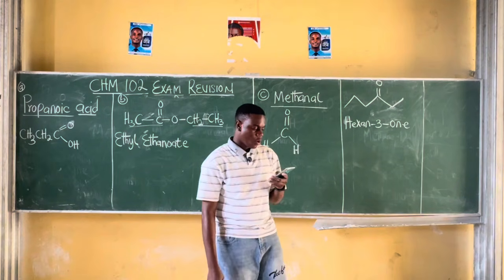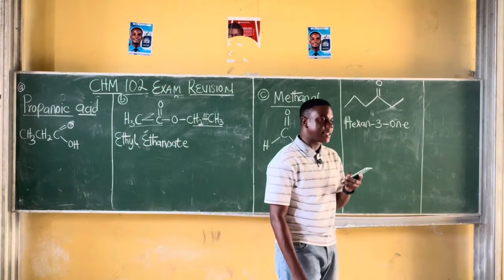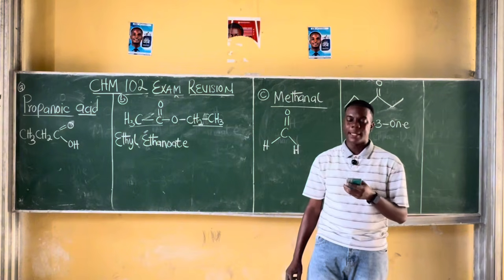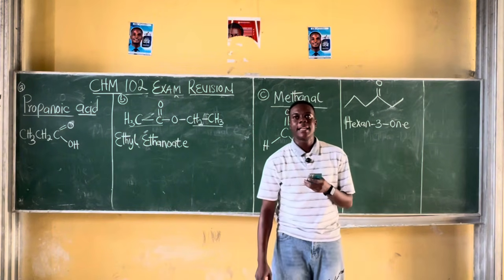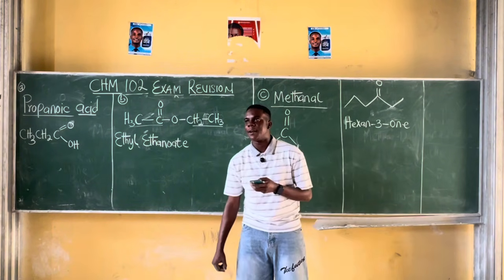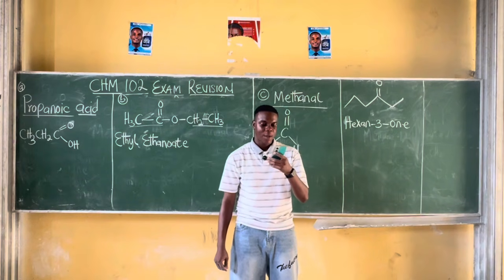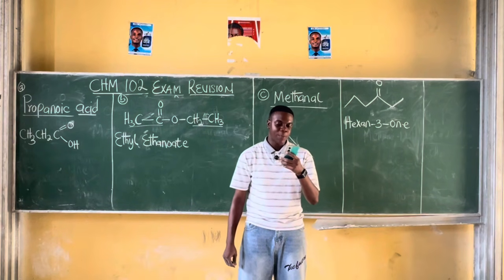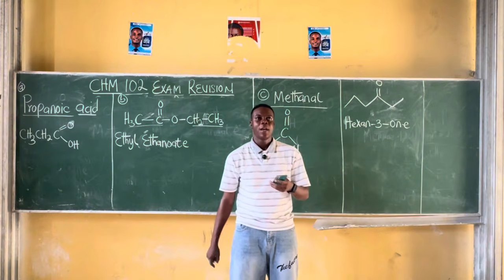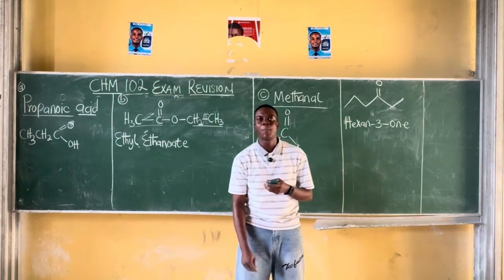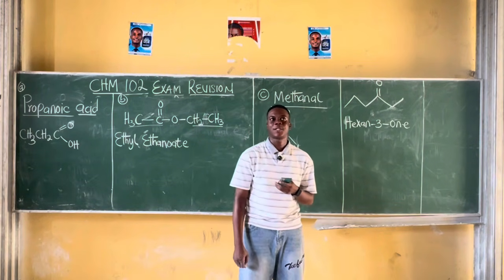(ii) says, which property is characteristic of transition metals? The first one says low melting point. Which property is characteristic of transition metals? The transition metals have low melting point. You know it's not strong.